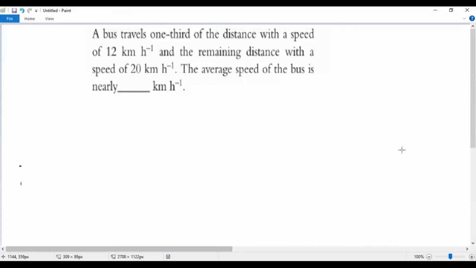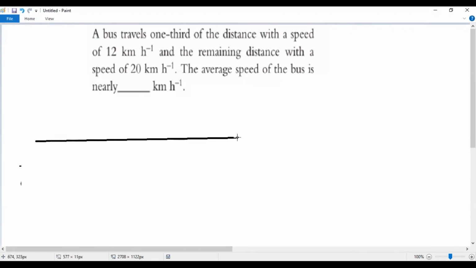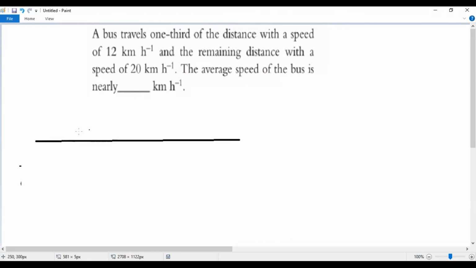Okay, so the next problem is the bus travels 1/3 of a distance with a speed of 12 km per hour and the remaining distance with a speed of 20 km per hour. The average speed of the bus is nearly dash kilometer per hour. So we can represent the distance here with a line and let the total distance be x, and this is 1/3 x, and this is the remaining 2/3 x.